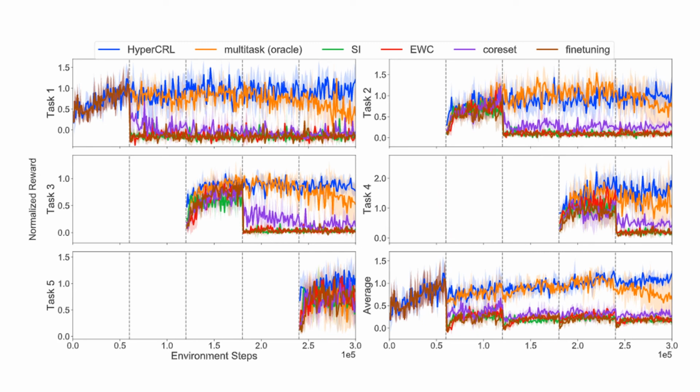Here, we show the reward curve normalized with respect to a model trained from scratch separately on each task. While most continual learning baselines fail to retain knowledge of past tasks after training on new ones, HyperCRL successfully retains most knowledge and virtually sees no performance degradation.